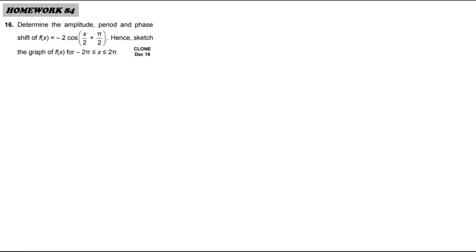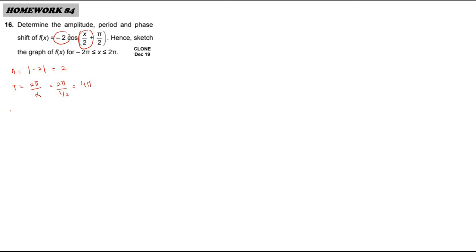One more question. This one is from homework 84. Determine the amplitude, period and phase shift for this function. Hence, sketch the graph. Okay, amplitude. Negative 2. Modulus, negative 2. So, amplitude 2. Period. 2 pi over alpha. X over 2. So, 2 pi over 1 over 2, we get 4 pi.